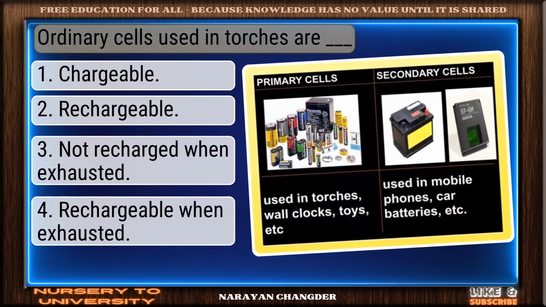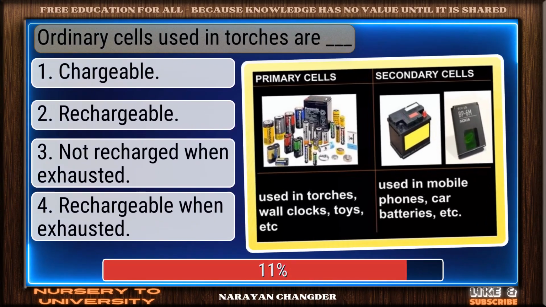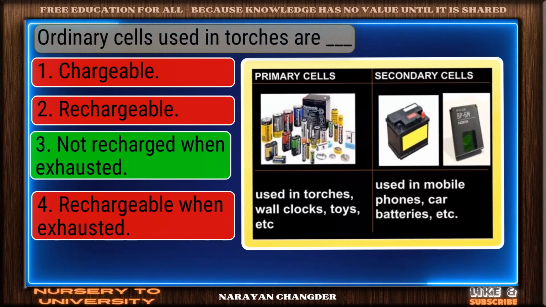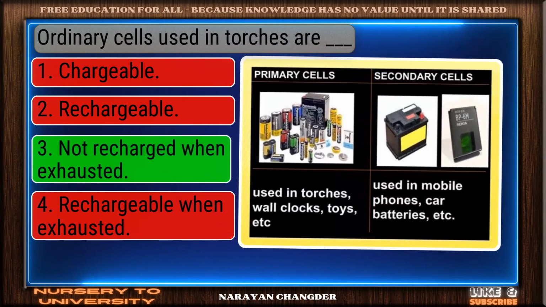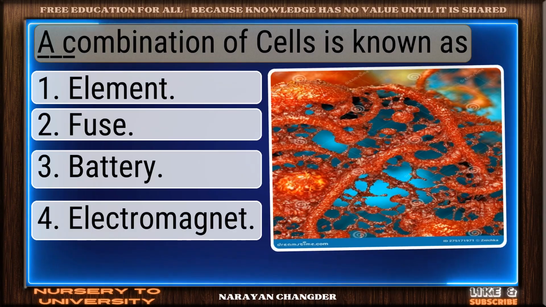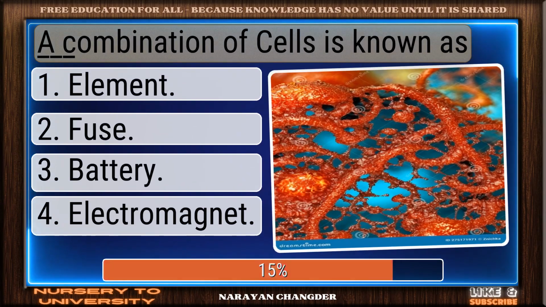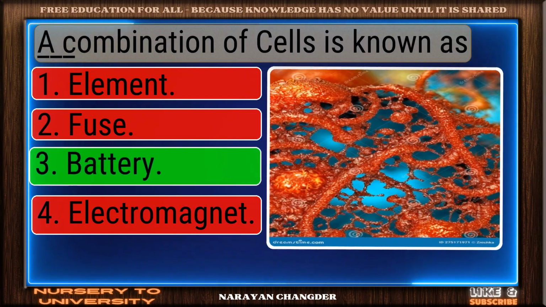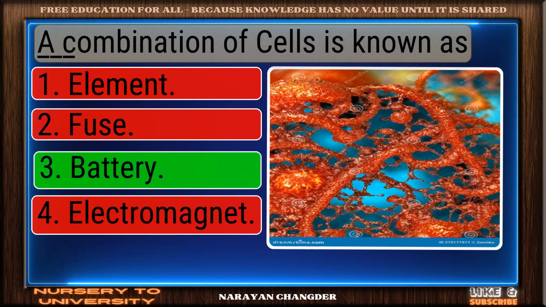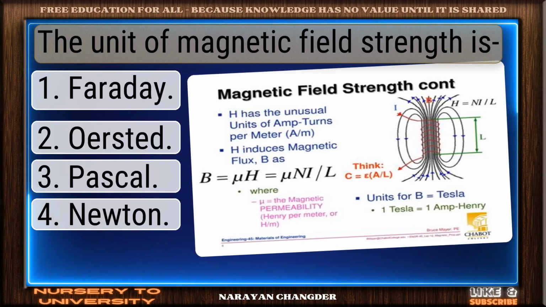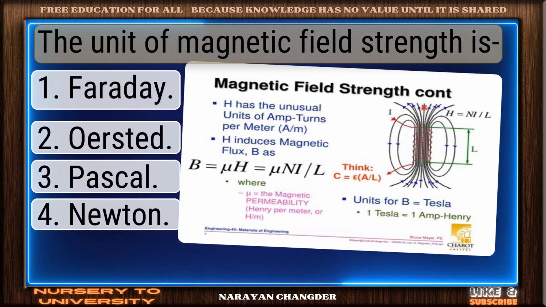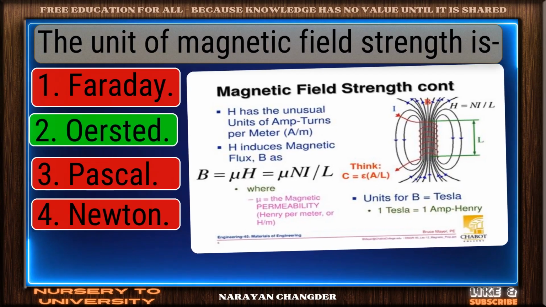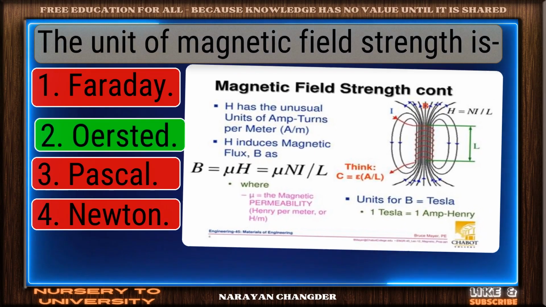Question number 150. Ordinary cells used in torches are dash. Great thinking. Not recharged when exhausted is the right choice. Question number 151. A combination of cells is known as dash. Clear logic. Your choice battery is sound and 100% true. Question number 152. The unit of magnetic field strength is. Bravo. Oersted is the answer.